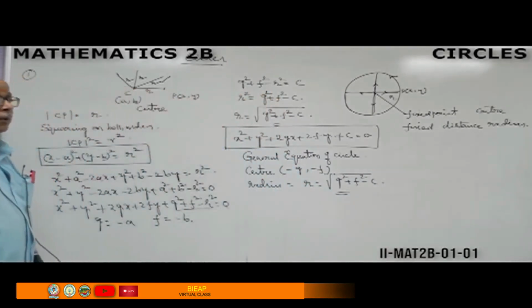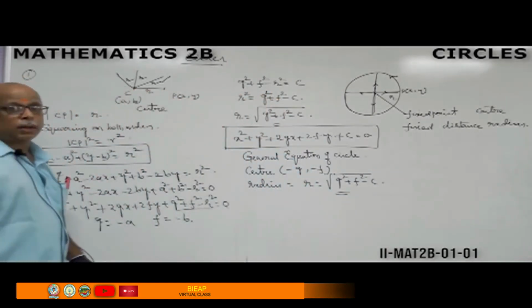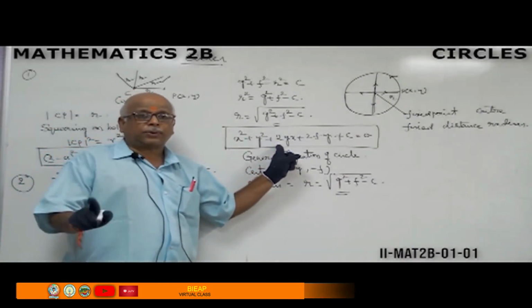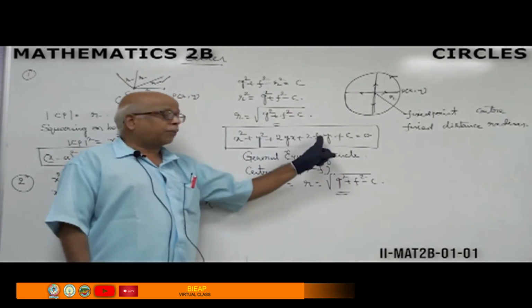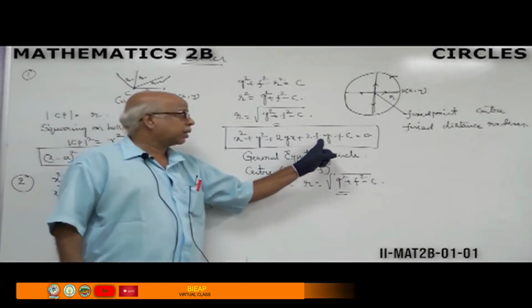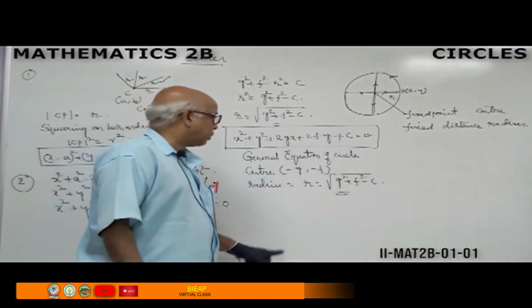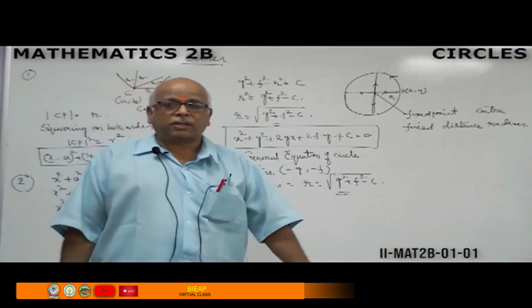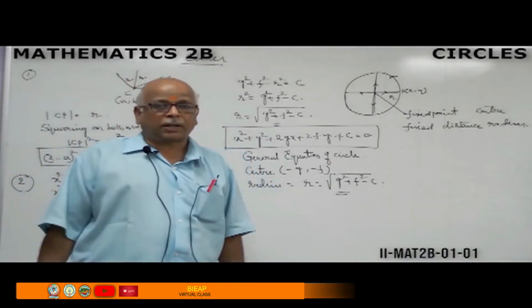How to obtain the g value, f value, and c value? Here the x coefficient is 2g, half of that will be g. The y coefficient is 2f, half of that will be f. The constant term is c. So r equals how much, sir? Root of g square plus f square minus c.